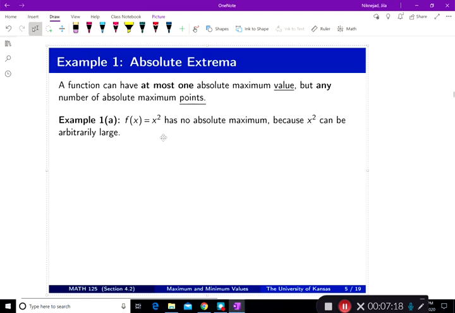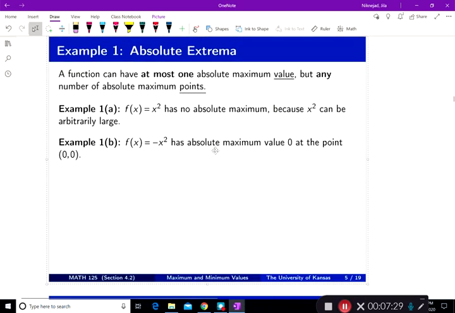First, we start with f of x equal to x squared, which has no absolute maximum because x to the power 2 is going to be arbitrarily large. f of x equal to negative x squared has absolute maximum value 0 at the point (0, 0), but it does not have an absolute minimum point.